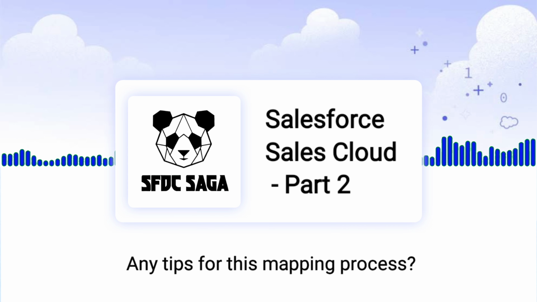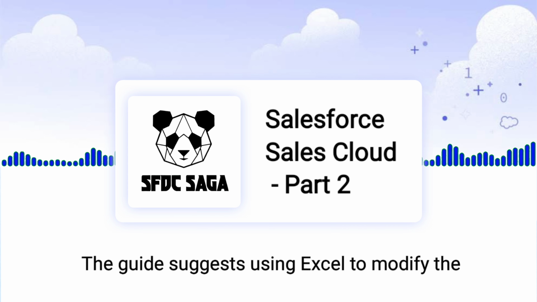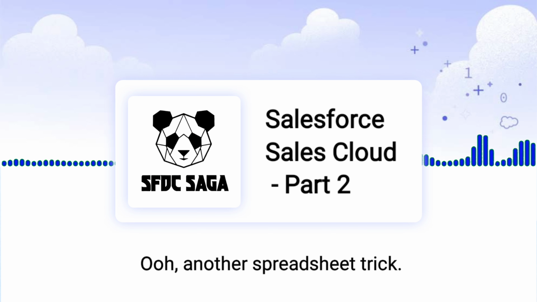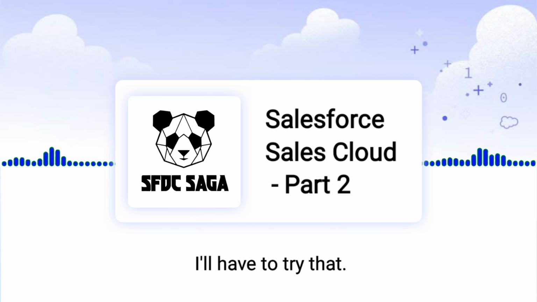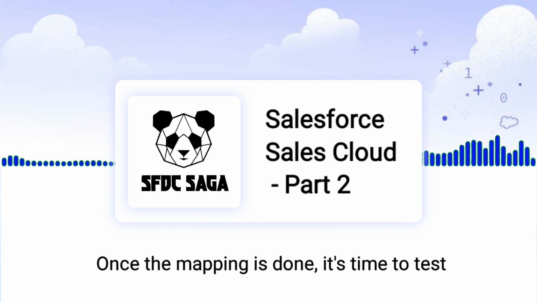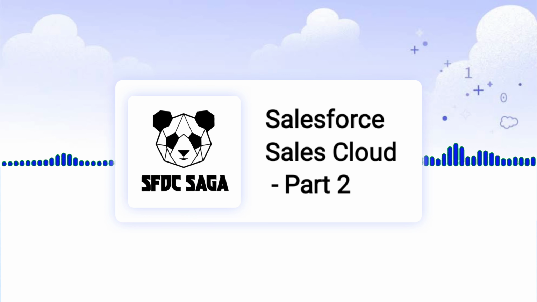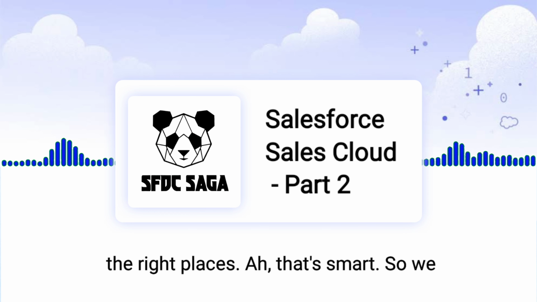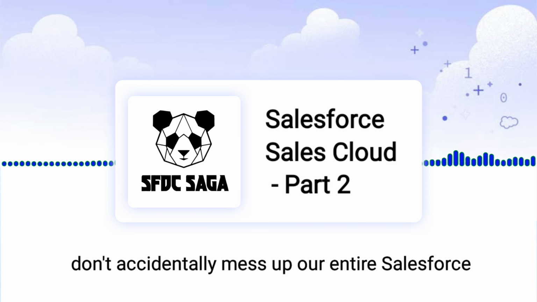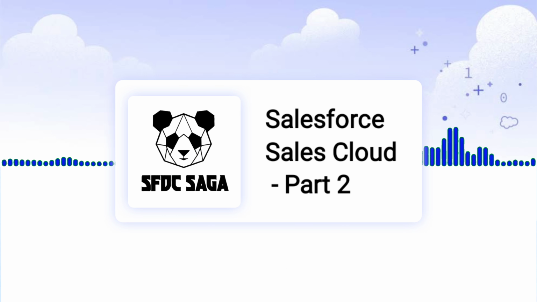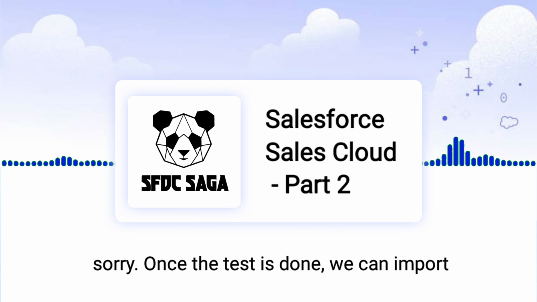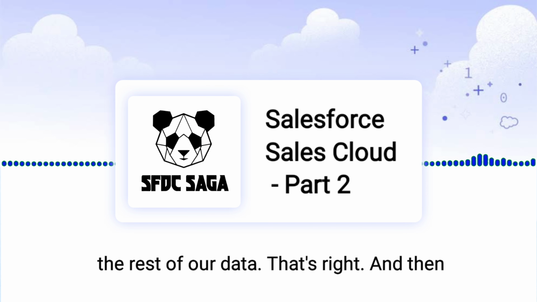Any tips for this mapping process? The guide suggests using Excel to modify the column headers in your export file. It can make things a lot easier. Another spreadsheet trick. I'll have to try that. Once the mapping is done, it's time to test the import. Test it? Why do we need to test it? To make sure everything is working properly, that the data is going to the right places. Ah, that's smart. So we don't accidentally mess up our entire Salesforce org. Right. It's always better to be safe than sorry. Once the test is done, we can import the rest of our data. That's right.